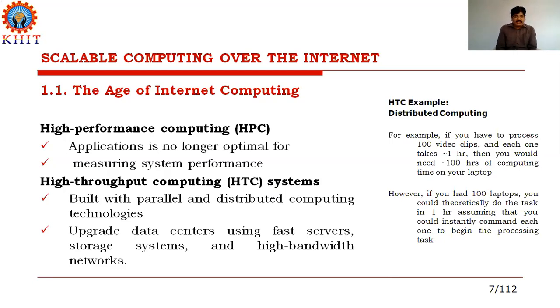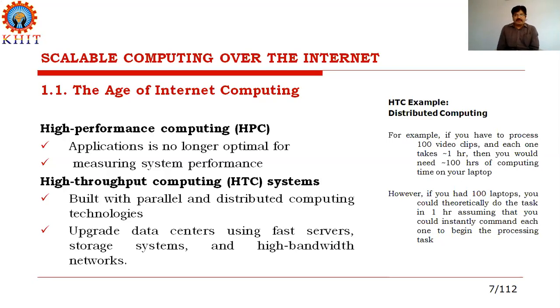And HTC is high throughput computing. Here, in high throughput computing, we basically use parallel, cloud, and distributed computing techniques. In parallel and distributed computing techniques, high throughput computing systems are built in. Whenever we need to scale up, the data servers are upgraded automatically by themselves, due to which fast servers and storage systems will be available and a high bandwidth network is also available. So this is the difference between high performance computing and high throughput computing. These two are used in the age of internet computing.